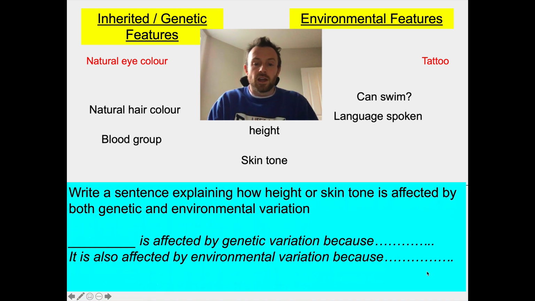So to go further and explain one of these two features and how they're affected by both, could you write a sentence explaining this? Okay, so pick one or the other and write a sentence along the lines of what I've put here at the bottom. Off you go.